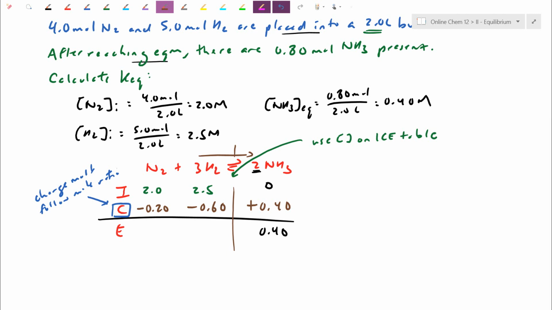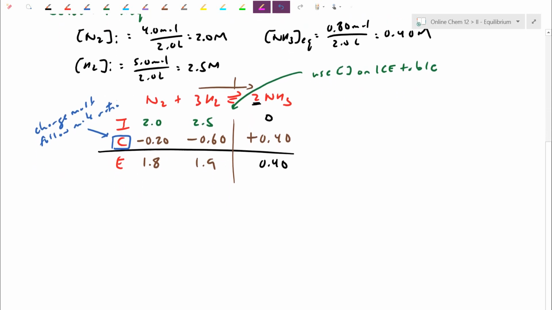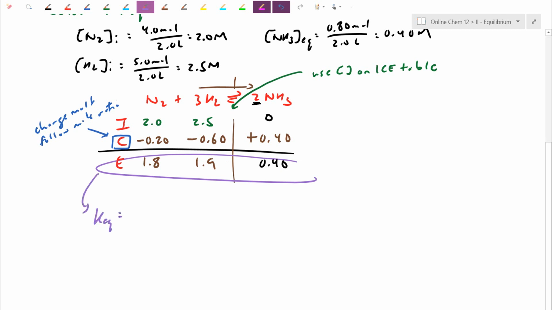Anytime you have the I and the C line, you basically crunch through the math. 2 minus 0.2 is 1.8 here. 2.5 minus 0.6 is 1.9. So I am at a certain temperature where at equilibrium, because I know how much ammonia there is, and because the change line follows the mole ratio, I know what the equilibrium amounts of N2 and H2 are. Took a little bit of work, but once you have this row, you can sub it directly into the Keq expression. These are already concentrations, that's awesome.